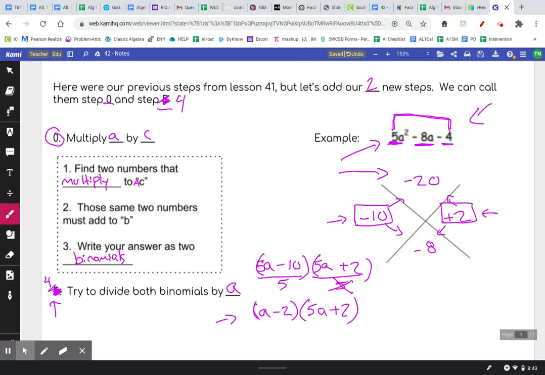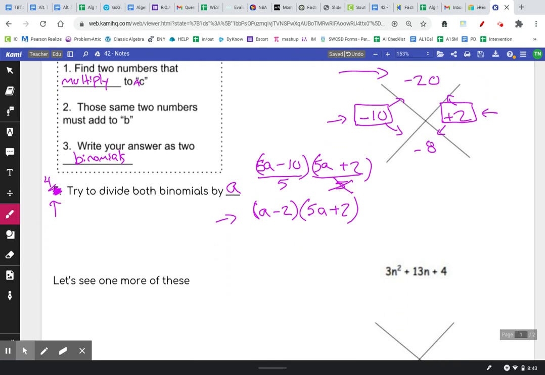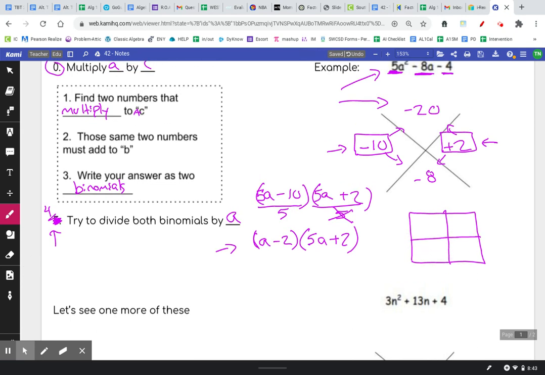If I want to check my work, what can I do? I can use this box method to see, did I do all that factoring correctly? I can take my answer and see if it gives me back my original problem. So I would have a minus 2 here, and 5a plus 2 here. 5a times a is 5a squared. 5a times negative 2 is negative 10a. 2 times a is 2a. And 2 times negative 2 is negative 4.